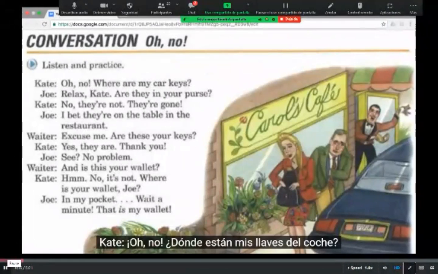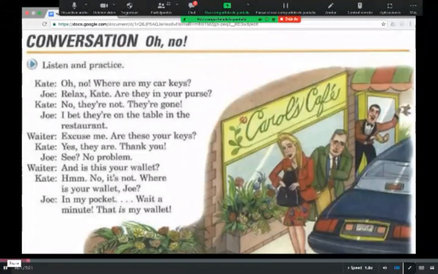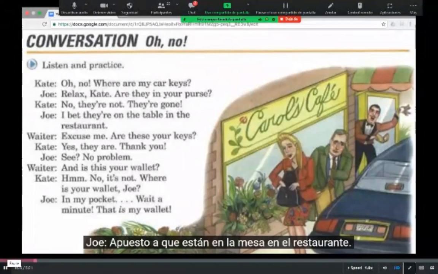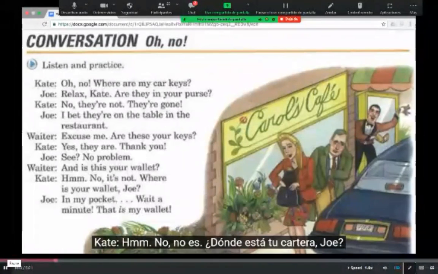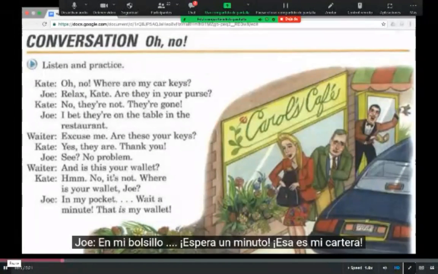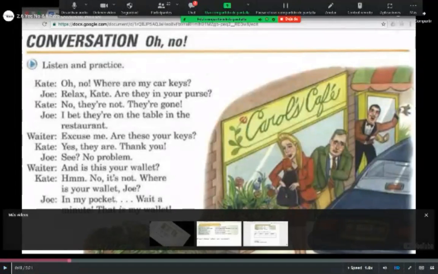Oh, no. Where are my car keys? Relax, Kate. Are they in your purse? No, they're not. They're gone. I bet they're on the table in the restaurant. Excuse me, are these your keys? Yes, they are. Thank you. See? No problem. And is this your wallet? No, it's not. Where is your wallet, Joe? In my pocket. Wait a minute. That is my wallet. Uh-oh.